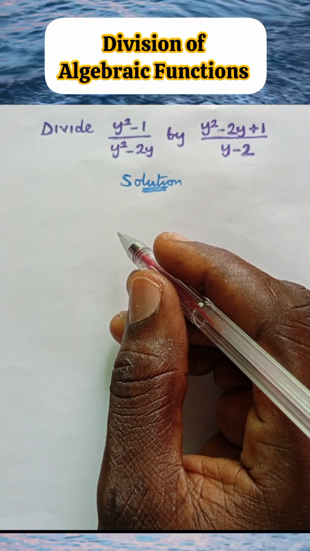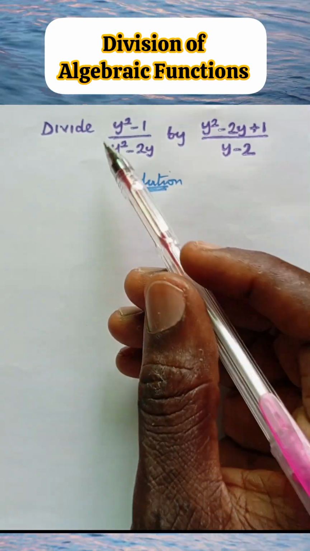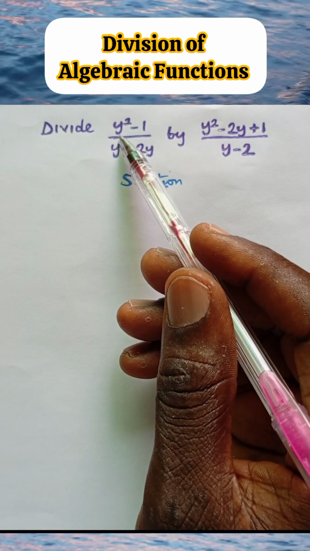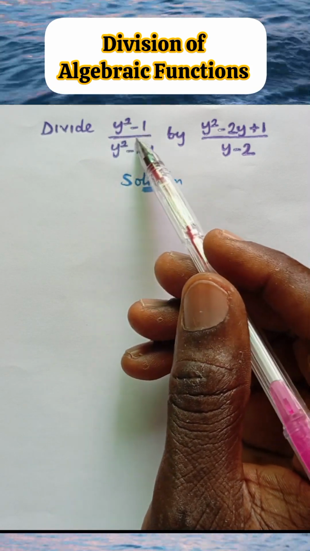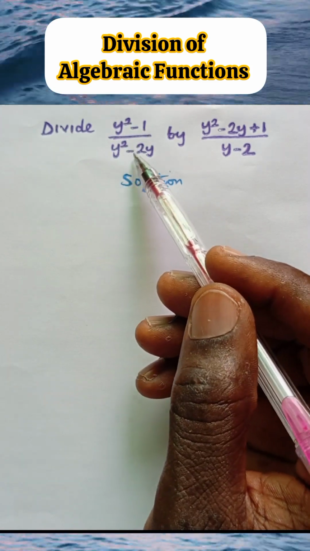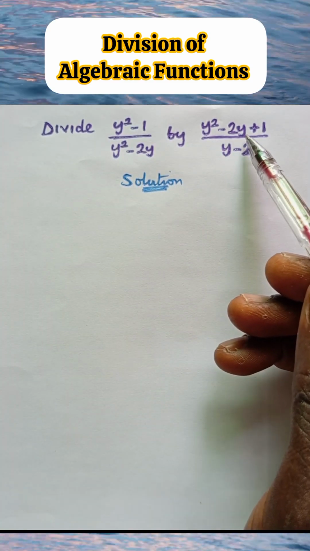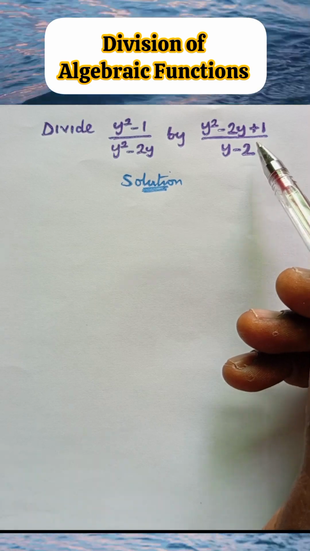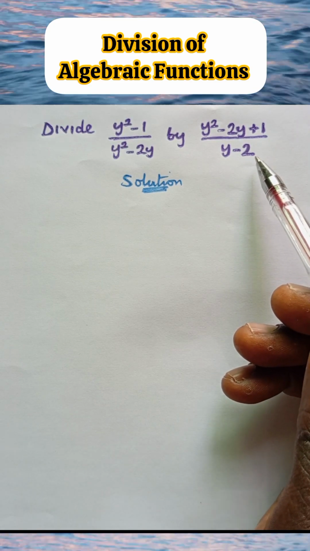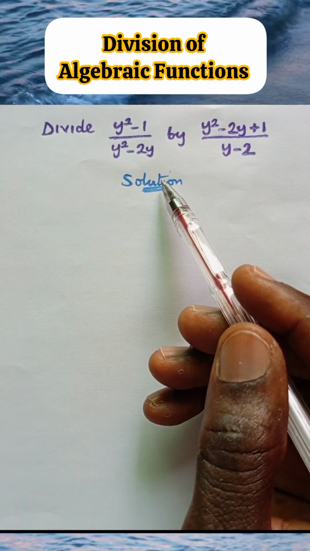We have a question here. We have been asked to divide (y squared minus 1) all over (y squared minus 2y) by this expression (y squared minus 2y plus 1) all over (y minus 2). And here is the solution.